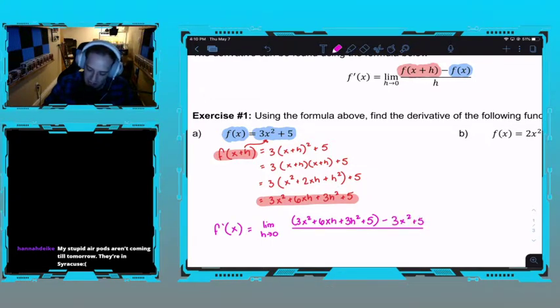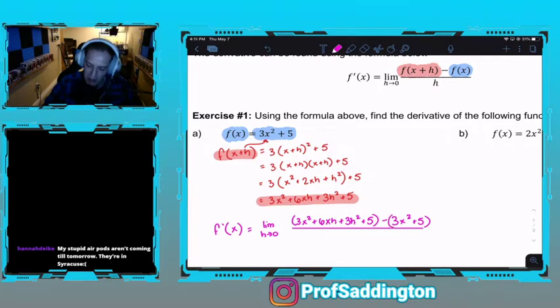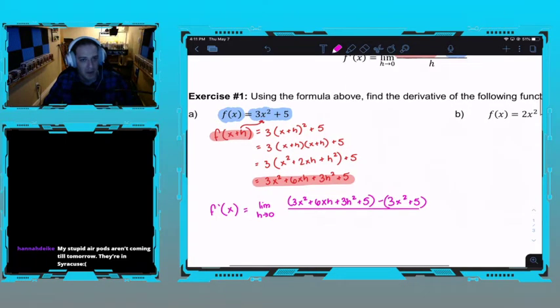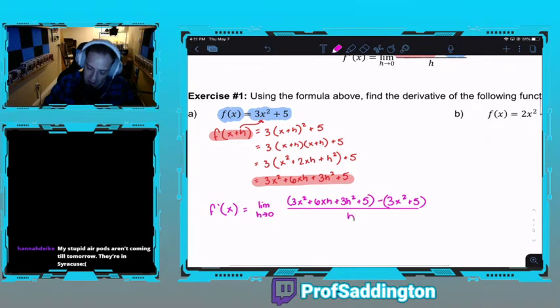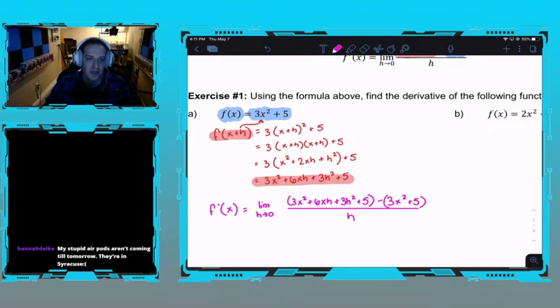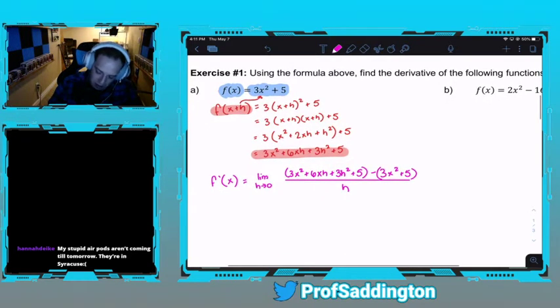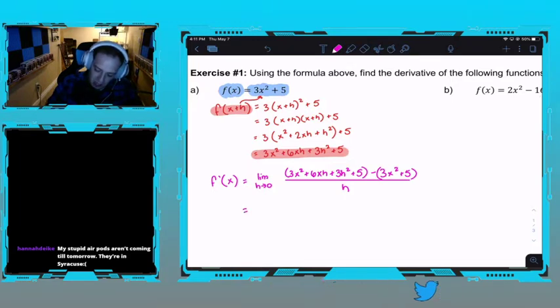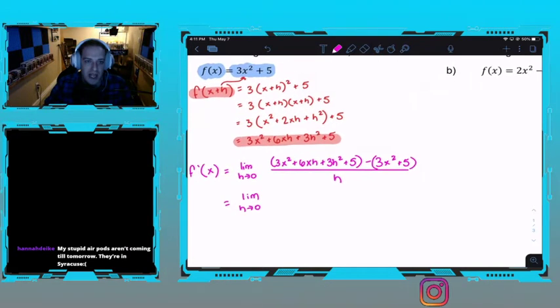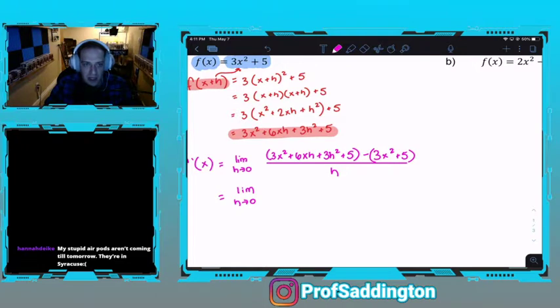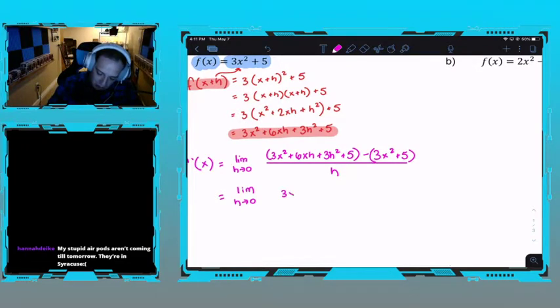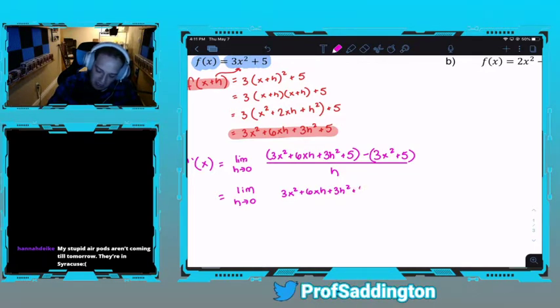And I just have to make sure anytime I substitute, I include parentheses. And that is all over h. So now I just have to simplify it. So I have equals the limit of h approaches 0. We can't simplify anything in the first parenthesis. So the 3x squared plus 6xh plus 3h squared. This is a lot to write down, I'm sorry. Plus 5.